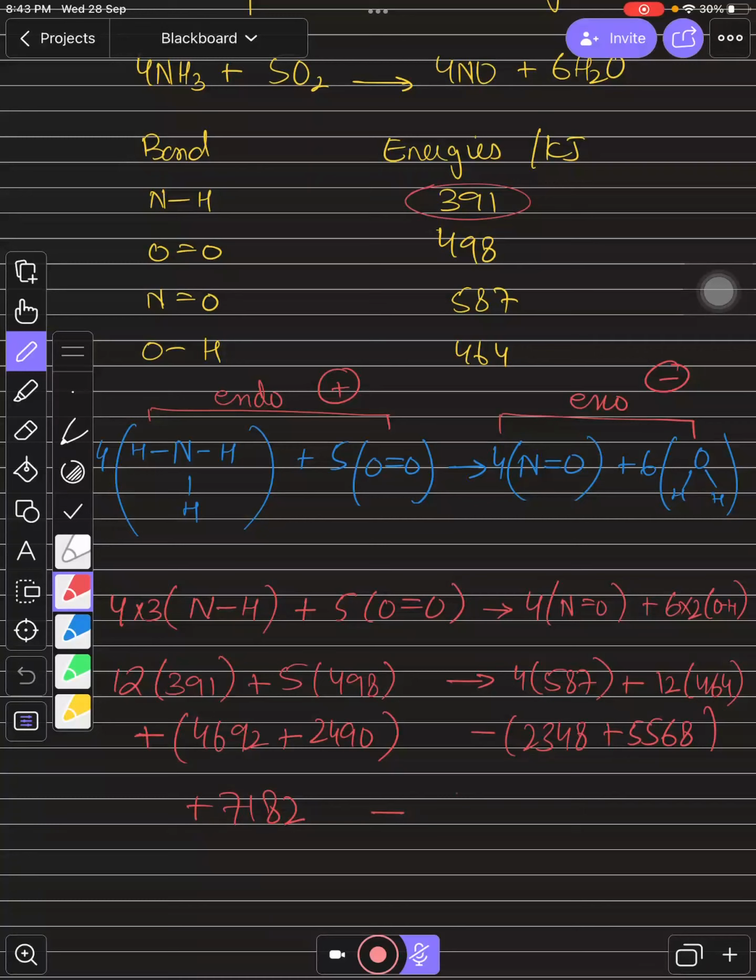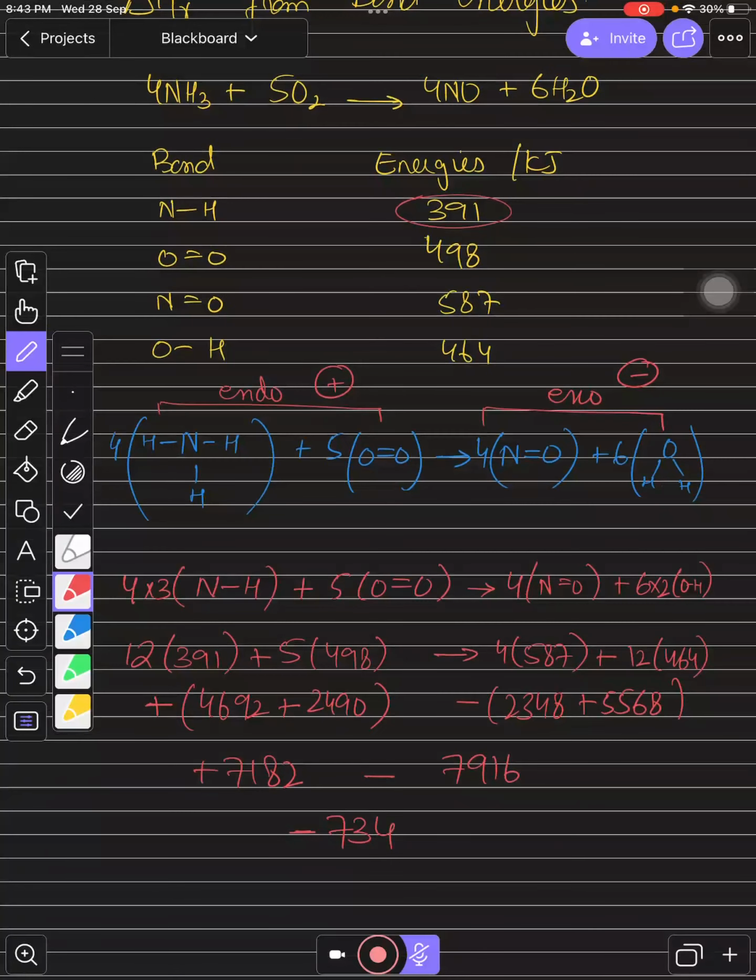It is giving us what? 7916. If we subtract these values, it will give us negative 734. This is the energy change of this reaction. The overall energy change of this reaction is negative 734 kilojoules. This is the overall energy of the reaction, right?